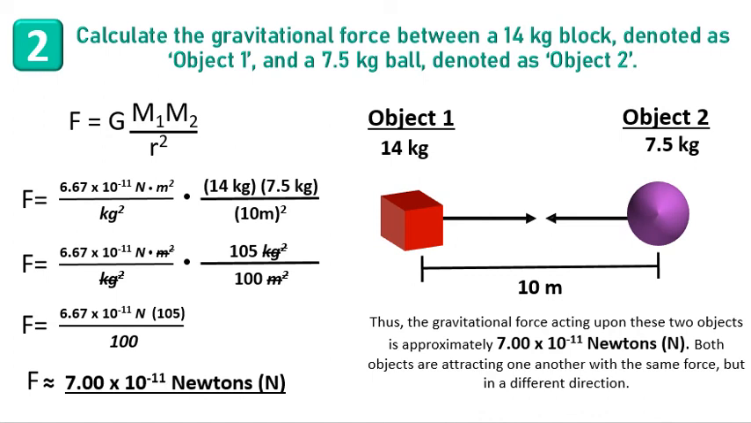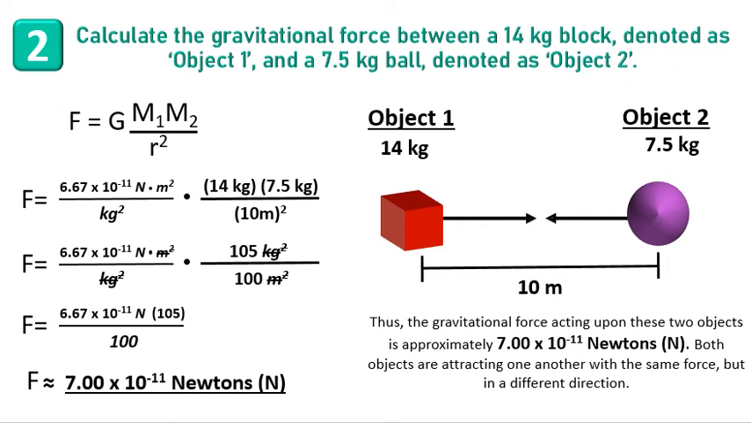Notice that once again the kilograms squared and the meters squared cancel out as they're both in the numerator and denominator of this problem. With that said, we're just left with the newton, or N, which is the unit once again we want, since this is what gravitational force is measured in. Now this problem simplifies to 6.67 times 10 to the minus 11 newtons times 105 divided by 100. When we plug this ratio into our calculators, we should get an approximate value of 7.00 times 10 to the minus 11 newtons.